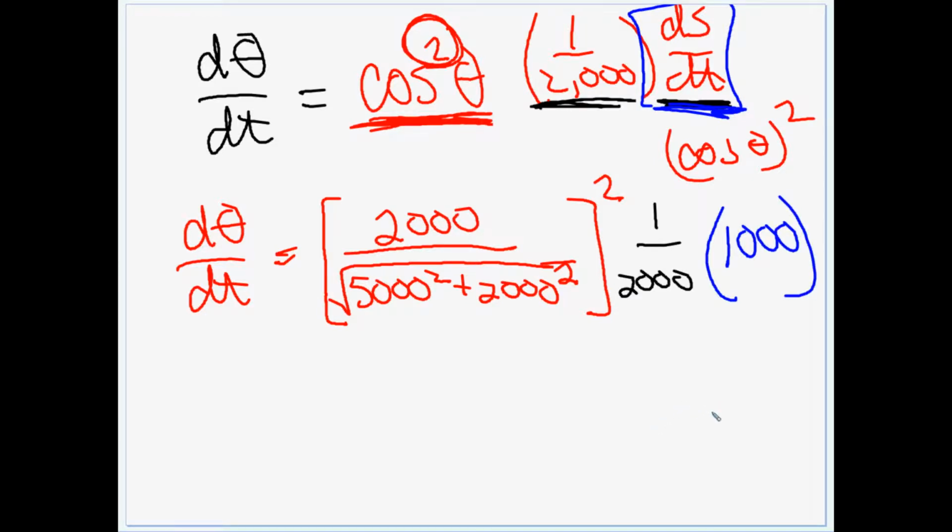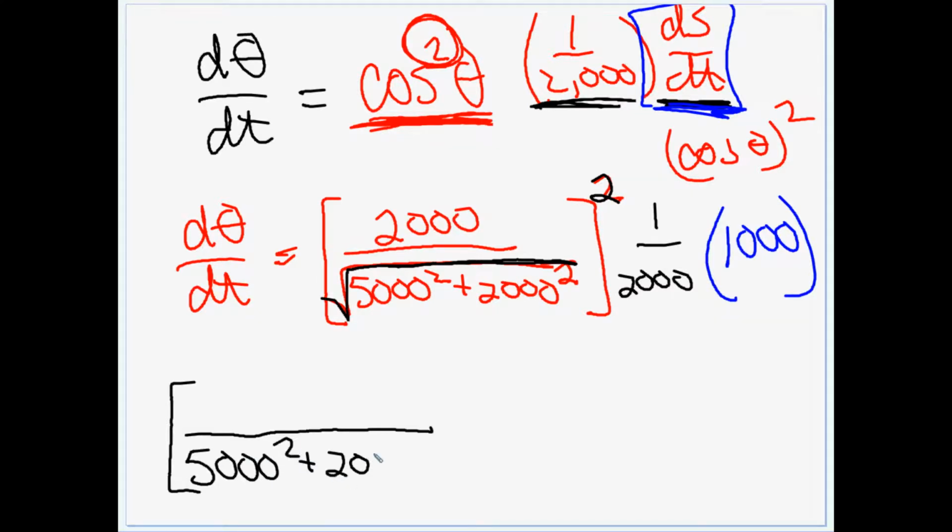Okay, let's see what we can do with this now. One thing, let's look here in these brackets. We've got this square root that I'm highlighting in black, and we have a quantity squared, so those are going to cancel each other out. The radical is going to disappear, so that's just going to be 5,000 squared plus 2,000 squared. Look what's here in the numerator. That's going to be 2,000 squared. There was no radical there to absorb the squaring, so this one still needs squared. And then here, if we put the 1,000 on top, 1,000 over 2,000, that's just going to be 1/2.